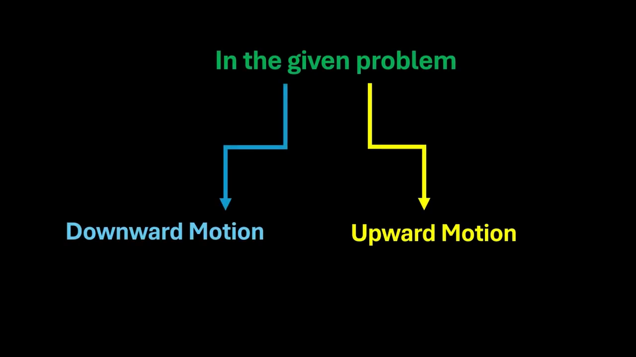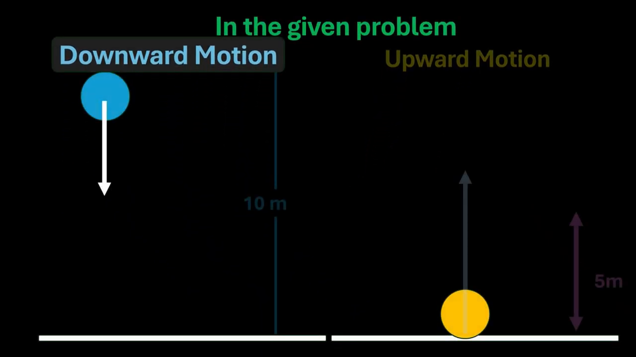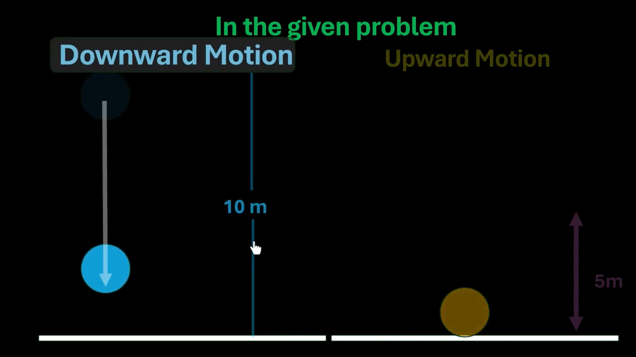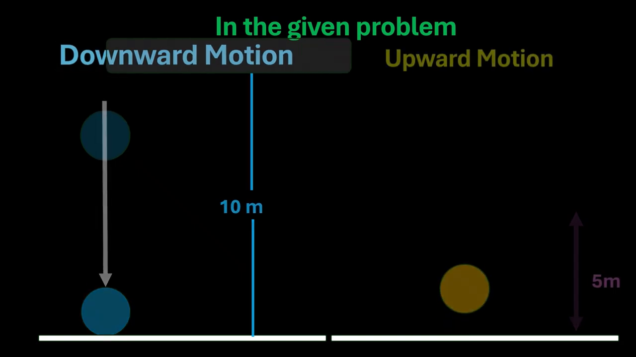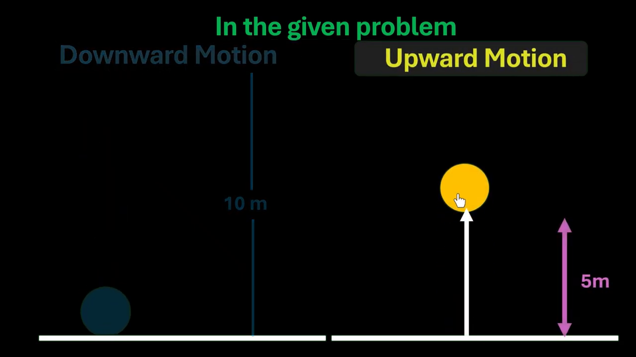Okay. Now, in this problem, we have two motions, the downward and the upward motion. What does that mean? The downward motion means the ball is traveling through a height of 10 meters and reaching the ground. The upward motion would mean that the ball is moving from the ground towards its maximum height of 5 meters. And we will now have to apply work energy theorem for both the cases.